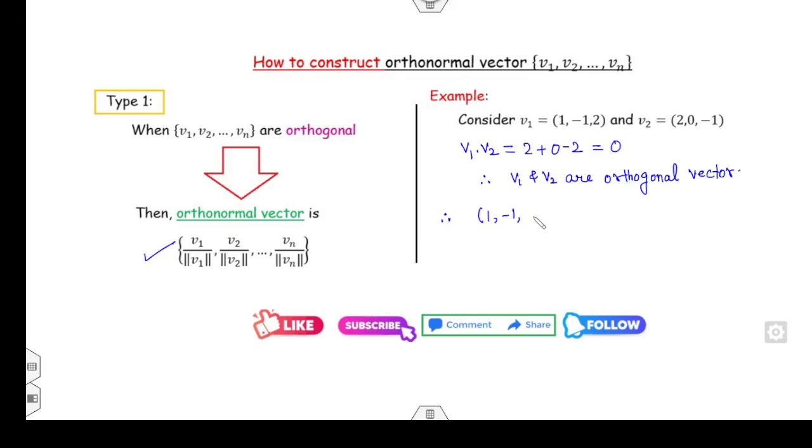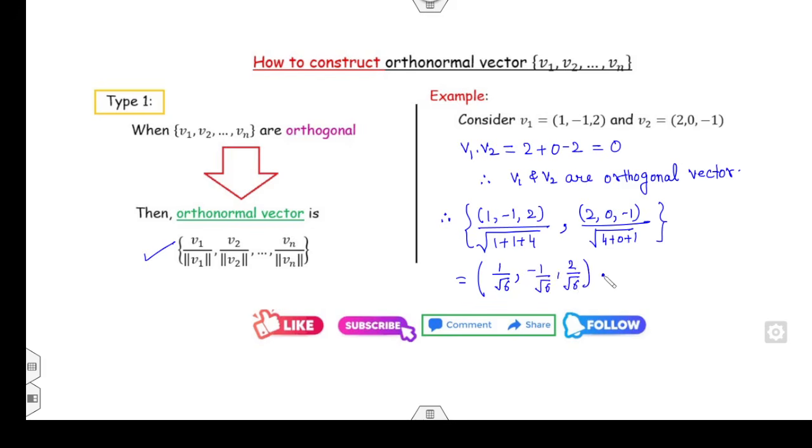So v1 is 1, minus 1, 2 divided by the norm, which is the square root of 1 plus 1 plus 4. Similarly, v2 is 2, 0, minus 1 divided by the square root of 4 plus 0 plus 1. So I can say this is 1 by root 6, minus 1 by root 6, 2 over root 6.